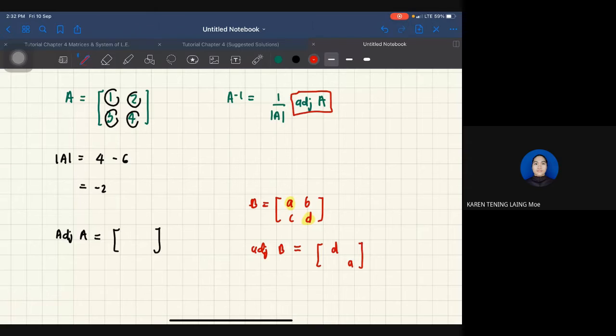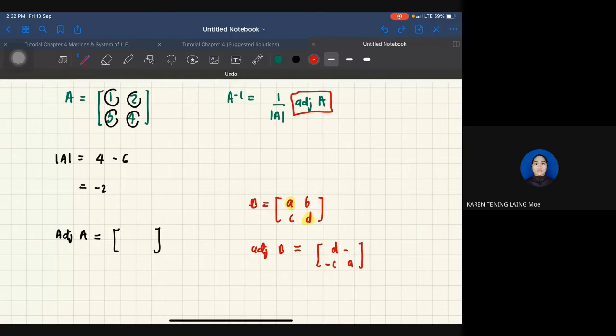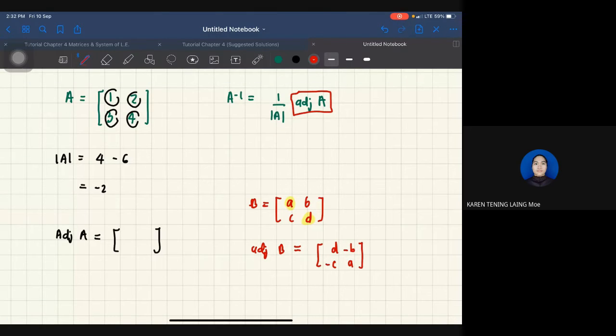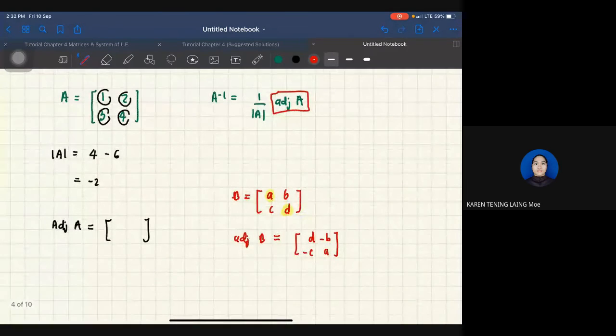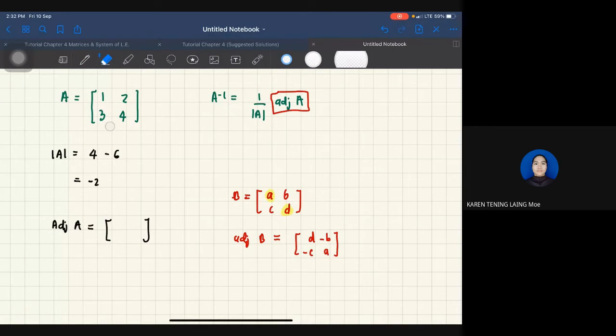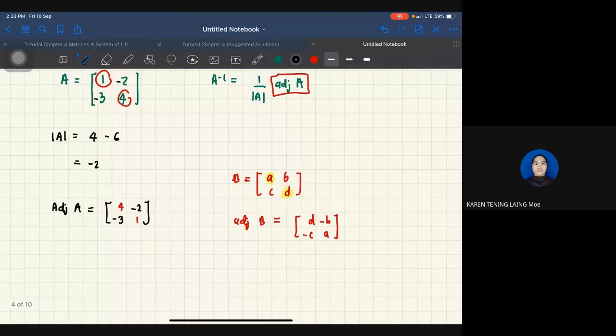Looking at our adjoint of A, we just swap the positions of 1 and 4. So we have 4 up here and 1 at the bottom. Then add a negative to this 3 and this 2, so you have -3, -2. That is your adjoint matrix for 2 by 2 matrices. Then we just put what we have, this one and this one, into the formula.